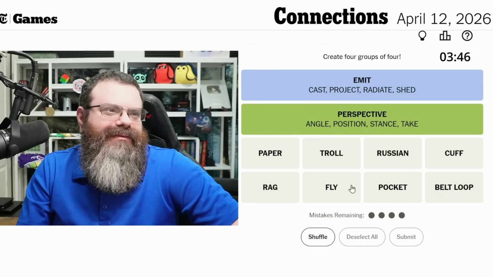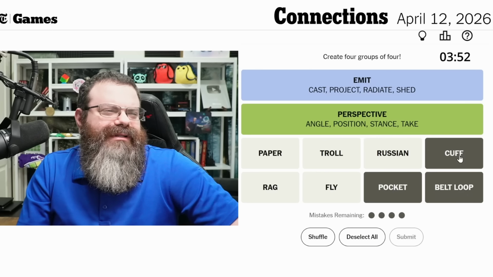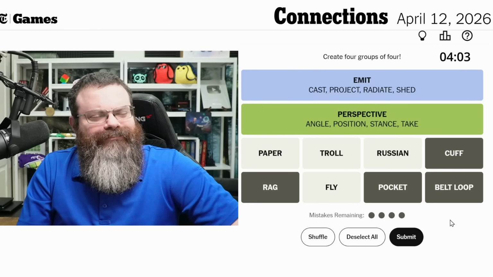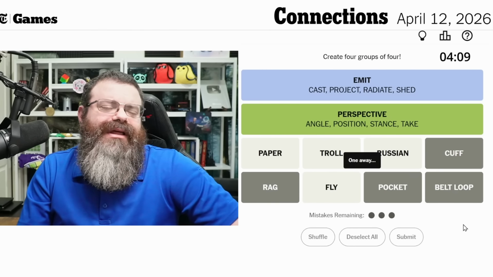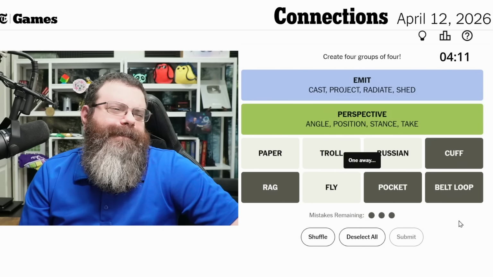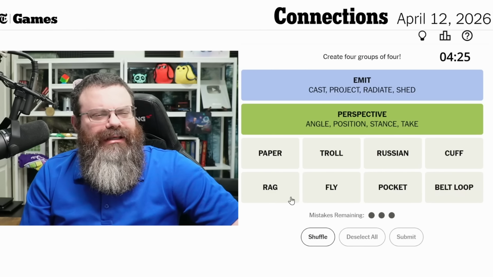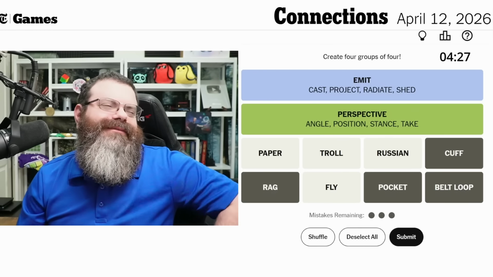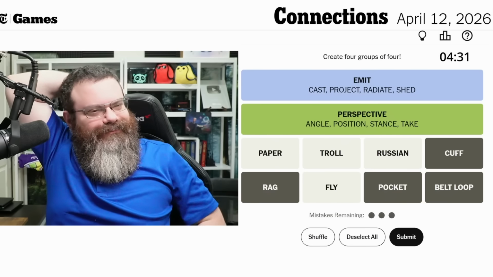So there's still a yellow here that I'm not getting, which is good news because that means I can just look for synonyms or something. Maybe it is pocket and belt loop and cuff and rag. It's something to do with suits. I don't know. It's a bit strange. I'm gonna try it. No, that was one away. I don't know why this is one away. I'm probably not understanding what the category actually is.